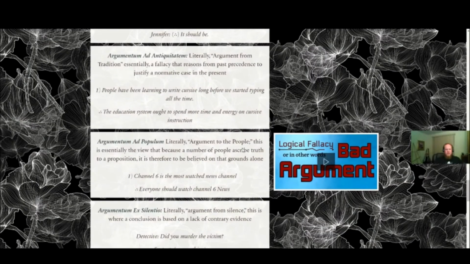Next two are similar to each other. Argumentum ad antiquitatem, literally the argument to the old, literally appeal to the antique. This is where you say, well, just because we've always done something, we should be doing it that way. So the example I have, people have been learning how to write cursive long before we started typing all the time. Therefore, the education system ought to spend more time and energy on cursive instruction.